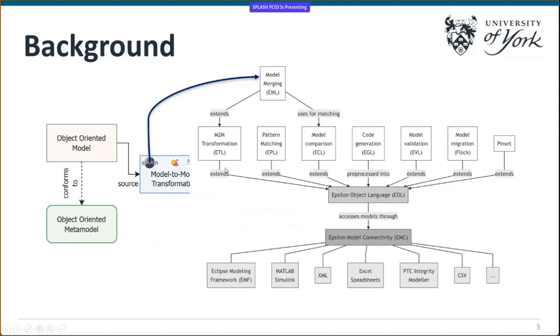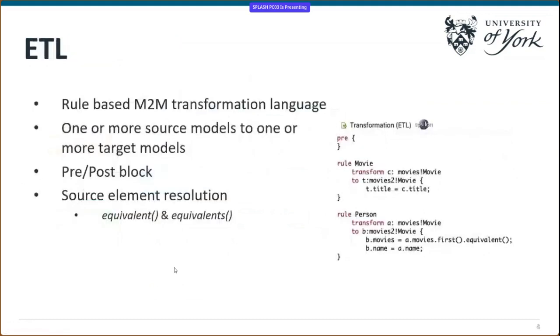And then we have several languages dedicated to specific tasks like model-to-model transformation, code generation, etc. And all of them basically extend the core Epsilon language, which is the Epsilon Object Language. So here in this work, the main language of interest is ETL, which is the Epsilon Transformation Language. I'll just quickly talk about how it works.